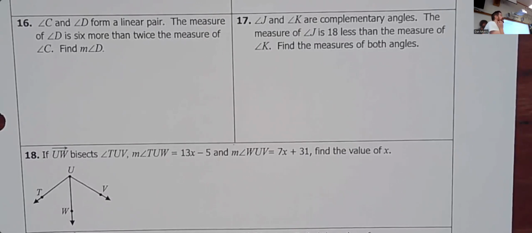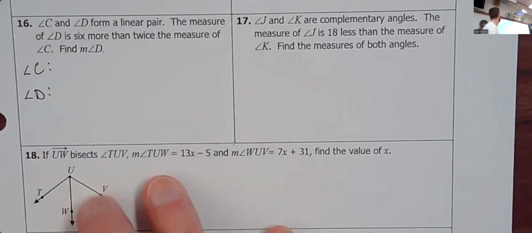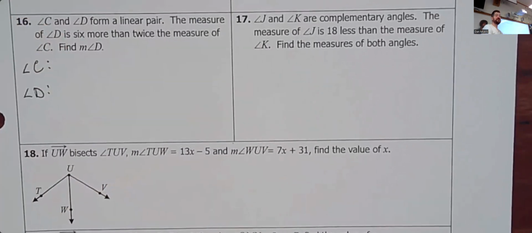All right, how many angles are we dealing with? 2, right? Okay. So what I'm going to say is, I'm going to say angle C, dot, dot. I'm going to say angle D, dot, dot. Because what we want to do here, we've got 2 different angles, but we only want to use one variable in order to solve for both of them. Because if we use 2 variables, we can't actually figure out a number. So we got to use the same variable to describe both of these angles.